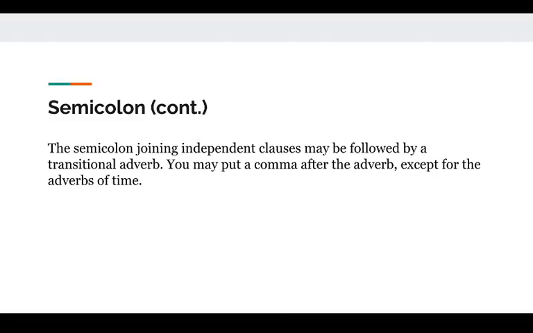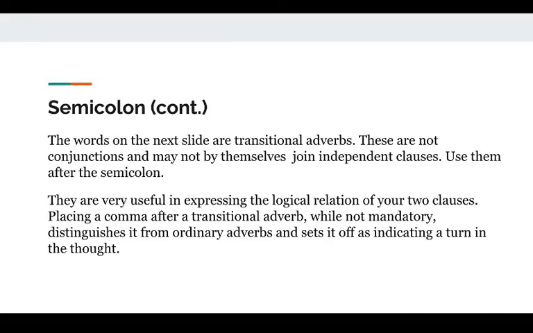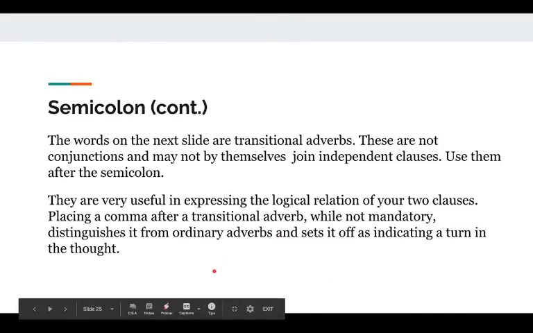So next, the semicolon joining independent clauses may be followed by a transitional adverb. You may put a comma after the adverb except for the adverbs of time. Also, I meant to put in here that the semicolon goes before this transitional adverb and then the comma goes after. So it's kind of sandwiched between two different punctuation marks. I'm going to show you what the transitional adverbs are after this slide.